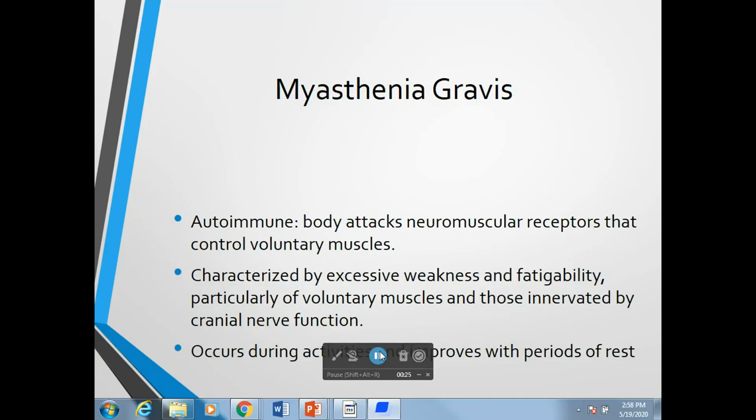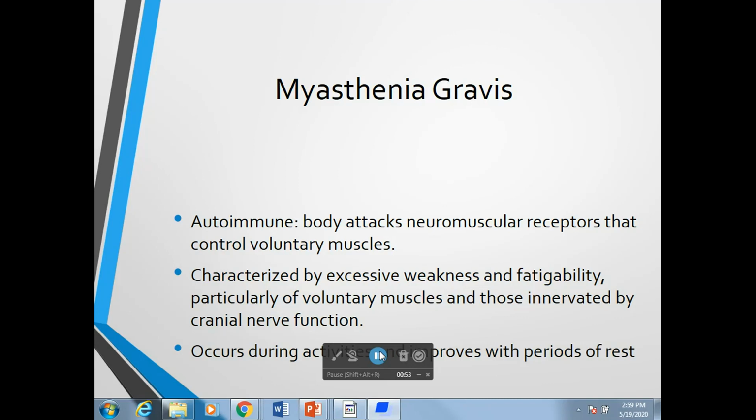Let's get started with myasthenia gravis. Myasthenia gravis means grave muscle disease. It's an autoimmune disorder where the body attacks the neuromuscular receptors that control voluntary muscles. So what are voluntary muscles? They include blinking your eyes, swallowing, chewing, talking. What are involuntary muscles? That includes digestion of your food, breathing.